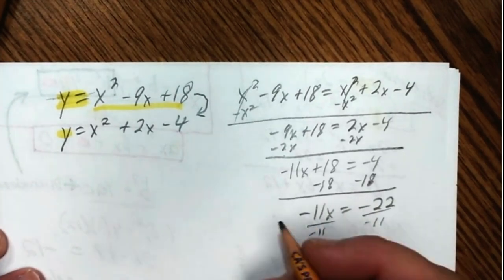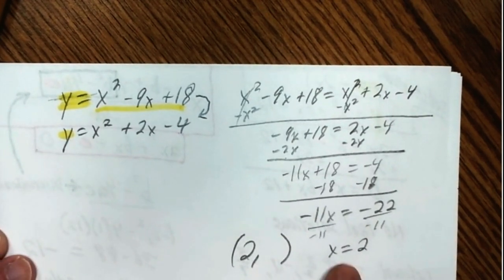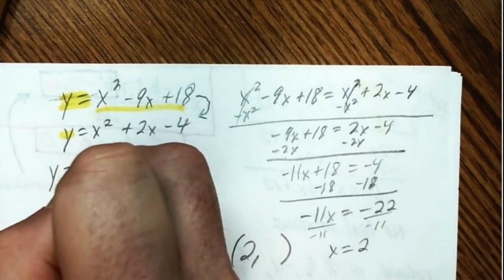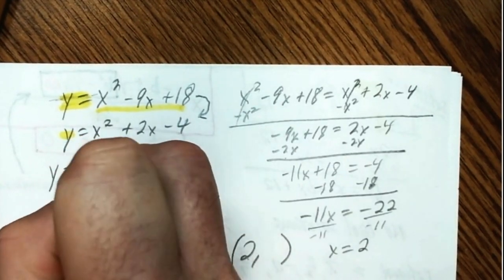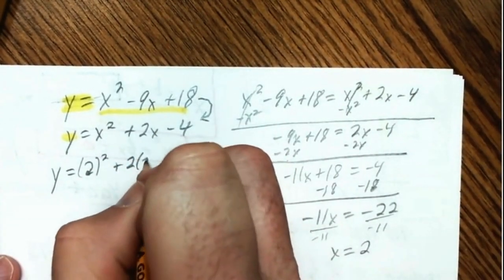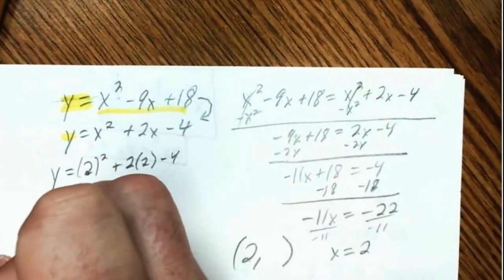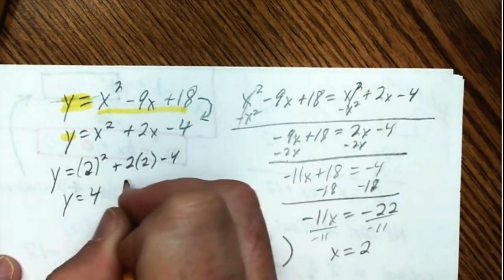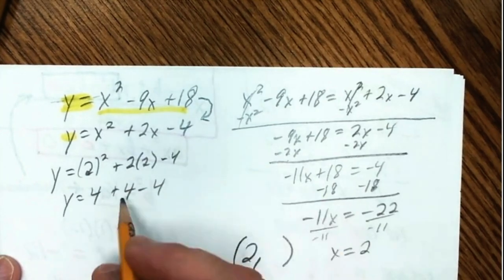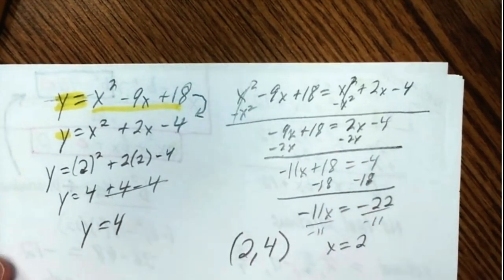It's 2 something. 2. We need to find out what the y is. So we'll take this 2 and let's just put it in the bottom equation to make it easy. There's what x equals. 2 squared plus 2, oh, there's another x, so that needs to be substituted in, minus 4. So y equals 4 plus 2 times 2, that's 2 squared also, plus 4 minus 4. So 4 minus 4, that's the answer, 2, 4.